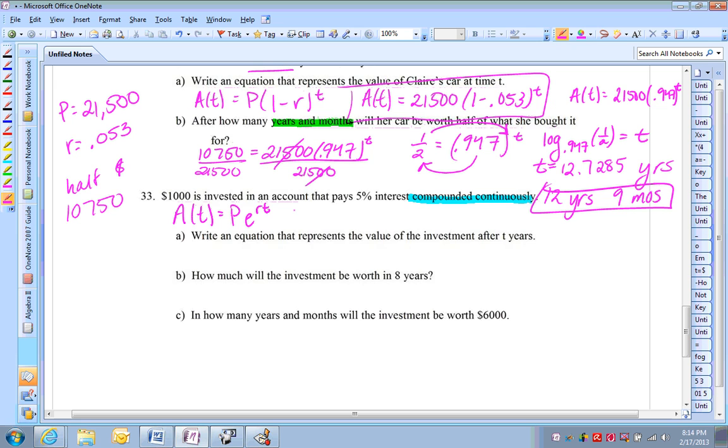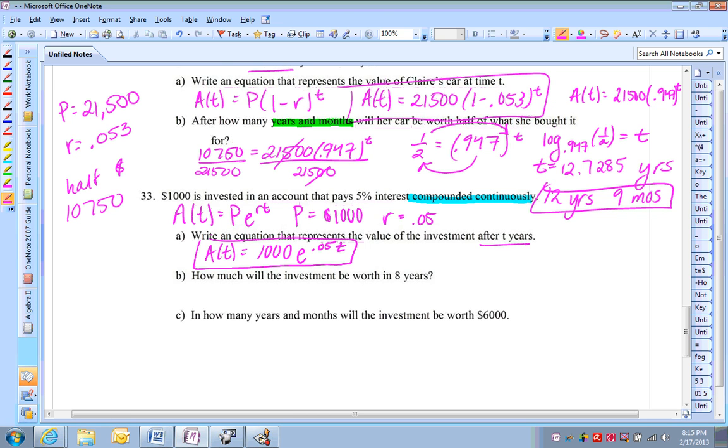And our initial value that was invested, P, is $1,000. And the rate at which it's increasing is 5%, or 0.05. Part A asks us to write an equation that represents the value of the investment after t years. So, all I do is plug in P and R. So, A of t equals 1,000 for P, e raised to the 0.05 for the rate, times t. Okay, and that's my answer. That's all I have to do is plug in for P and R.